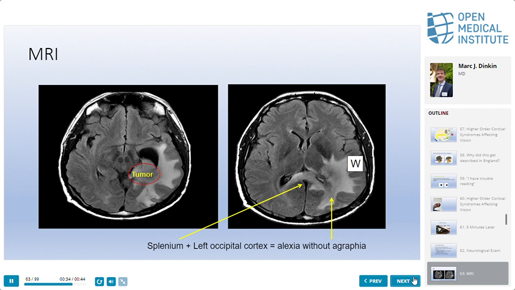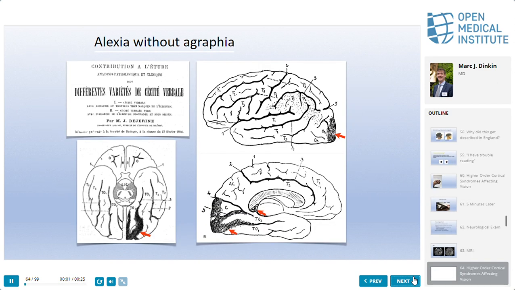Why? Well, let's look. That is the language network, Wernicke's area over there. Okay? So we'll get back to that. But here is the description of alexia without agraphia by Desjardins. Okay? And Desjardins described that there was a loss in his patient, there was necrosis, stroke in the occipital cortex, but look here, what do you see here? Stroke in the splenium too. So if you have that combination, you lose the ability to read, but you still have the ability to write.